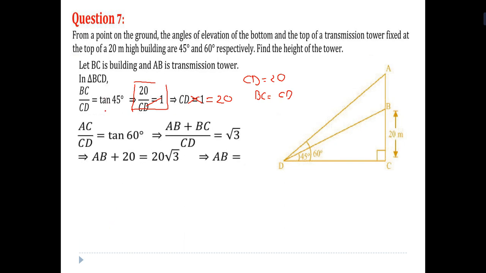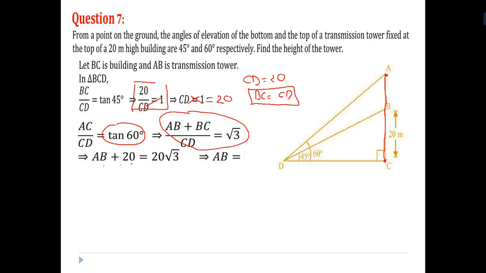Next, now AC upon CD. Again, BC and CD are the same. Now tan 60 is equal to AC upon CD. AC, that is from A to C. So AC is AB plus BC, divided by CD. Here BC is 20, and the value of tan 60 is root 3.